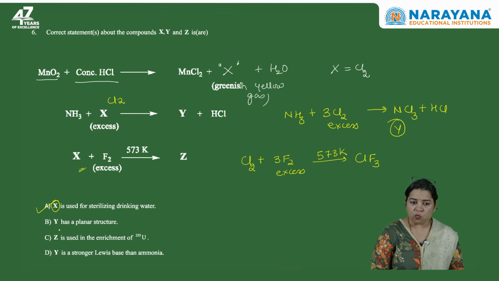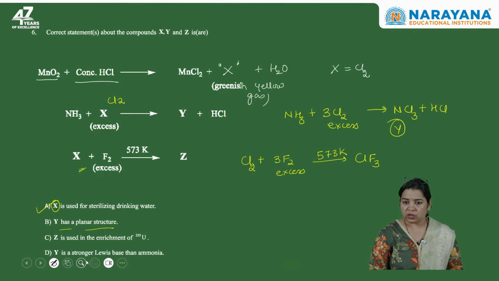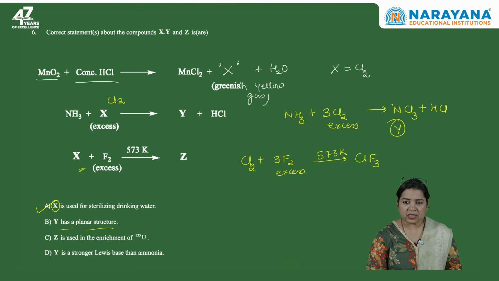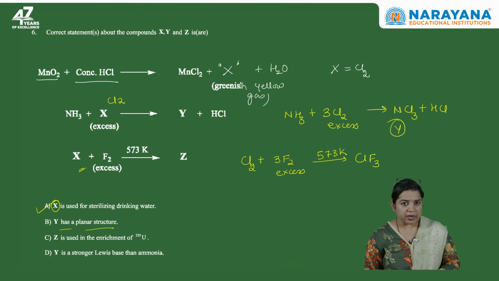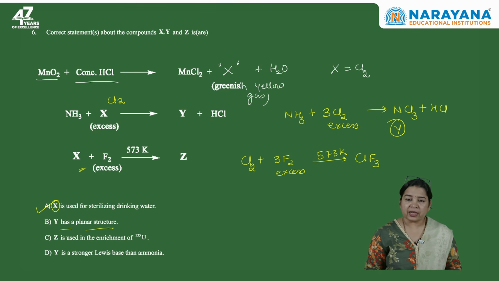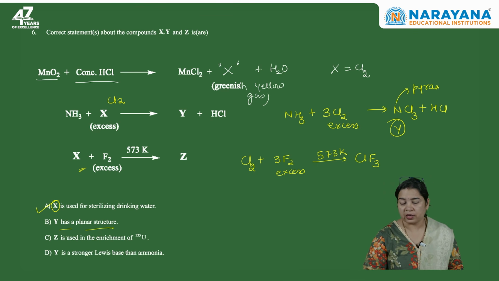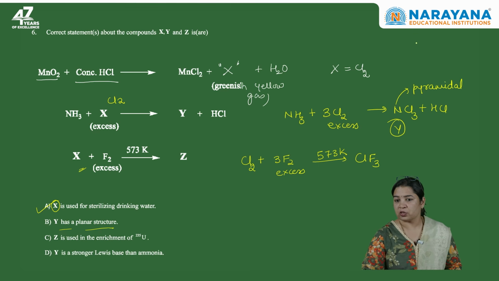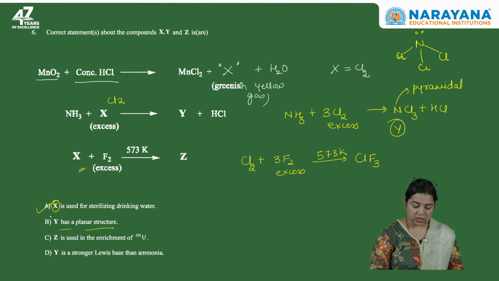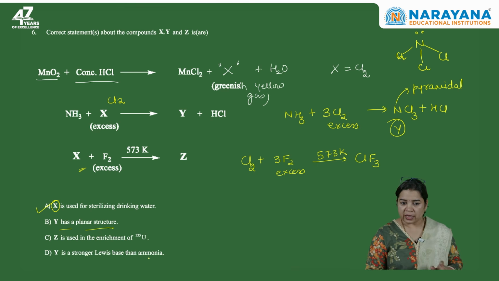Moving to the next, Y has a planar structure. Now if I see NCl3, it is pretty much like NF3, as sir has discussed, or NH3. It cannot be a planar structure. It is going to be a pyramidal structure, where N has a lone pair, and instead of 3 H, there will be 3 chlorines. So this statement is untrue.